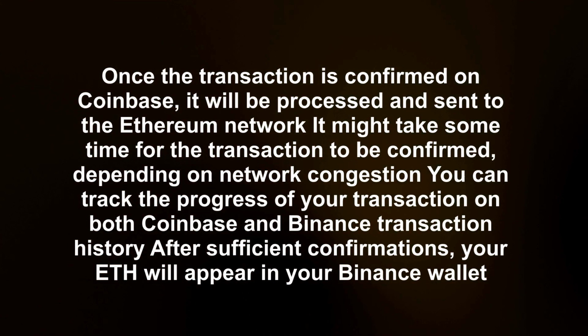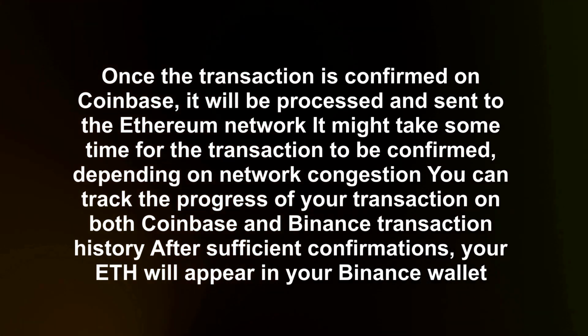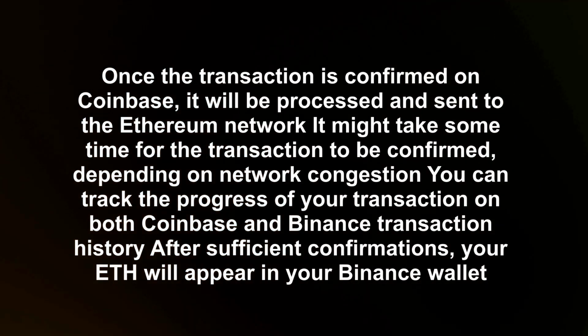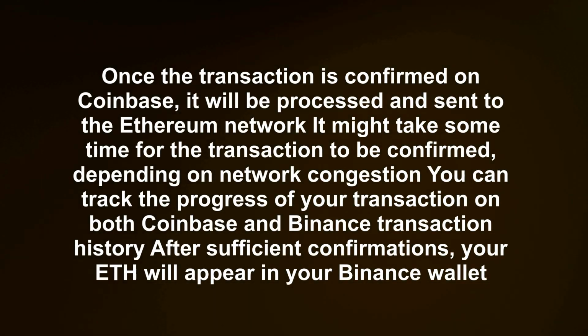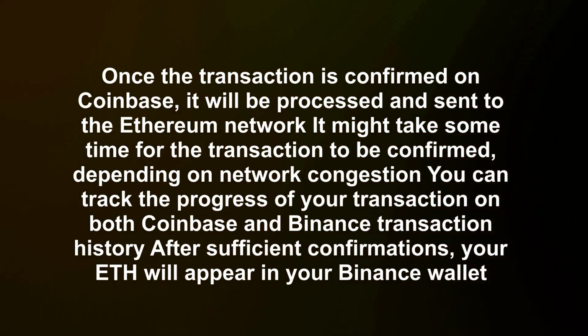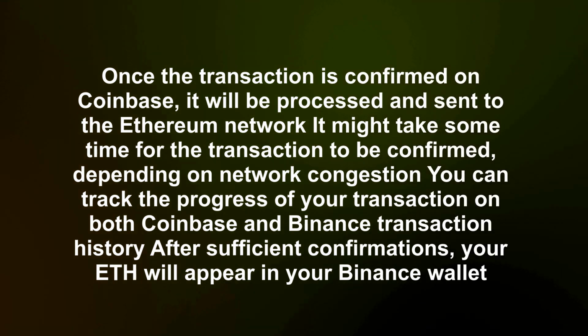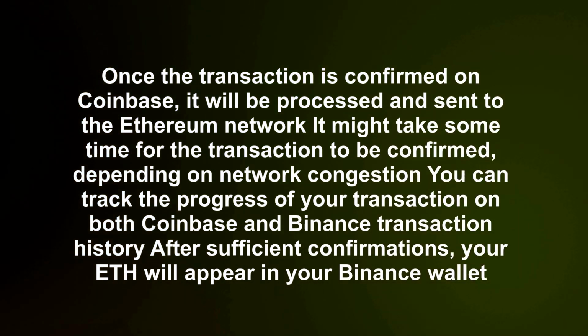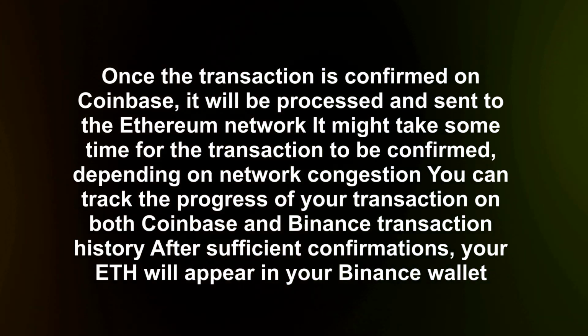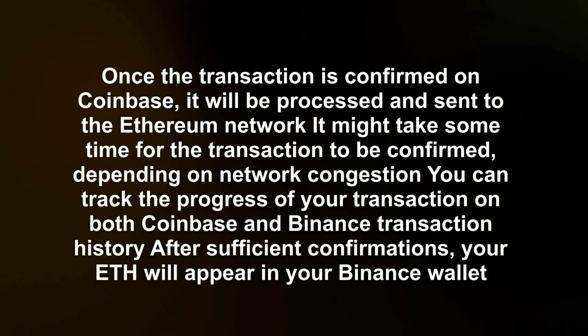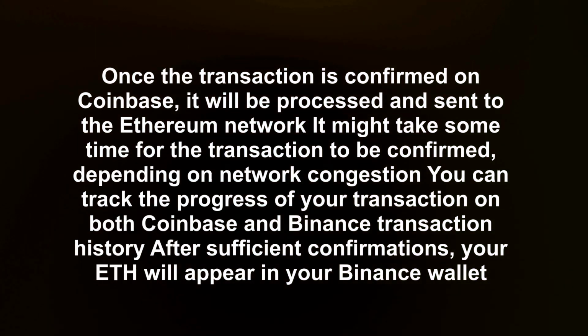Once the transaction is confirmed on Coinbase, it will be processed and sent to the Ethereum network. It might take some time for the transaction to be confirmed. Depending on network congestion, you can track the progress of your transaction on both Coinbase and Binance transaction history. After sufficient confirmations, your ETH will appear in your Binance wallet.